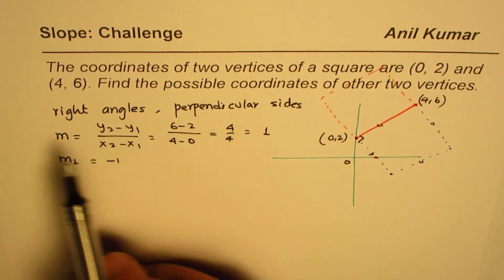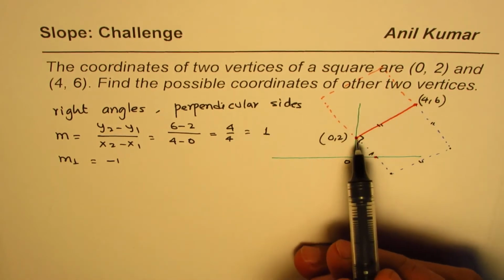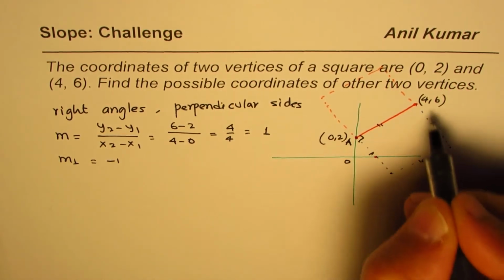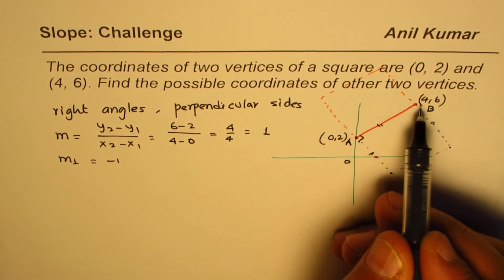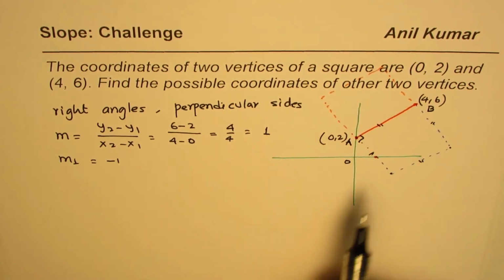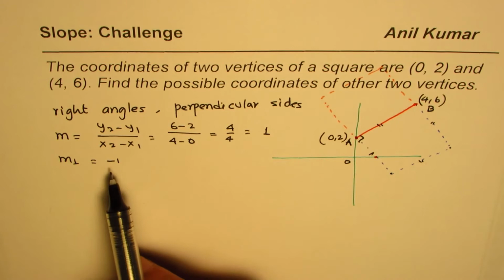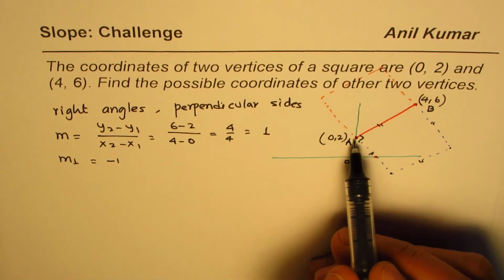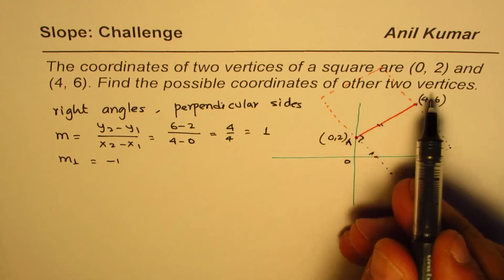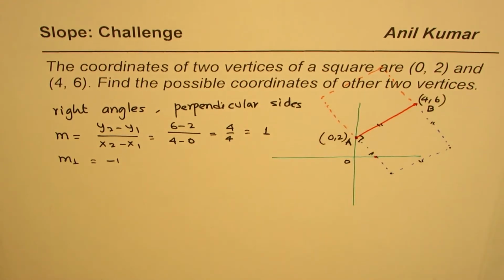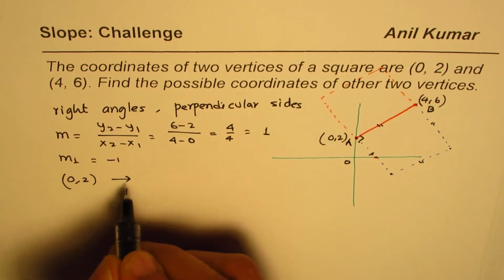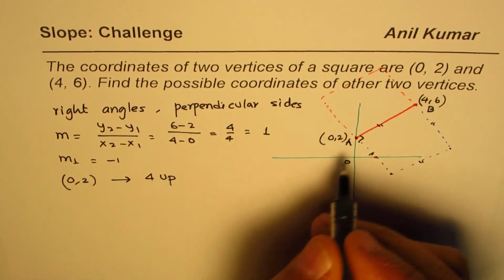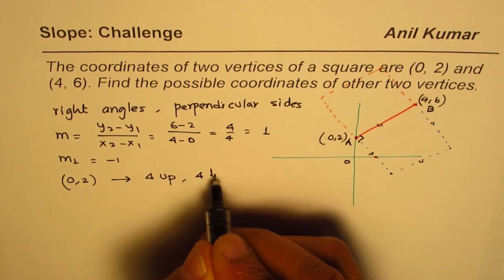Now as you see here, when we say slope of 1, if I move from point A to point B, I'm going up by 4 and right by 4, right? So that's the movement. So when I have a slope of minus 1, I can go up by 4, and instead of moving right, we can move left by 4. So if I do that, we get a negative slope, right? So beginning from 0, 2, we'll move 4 up and 4 left.